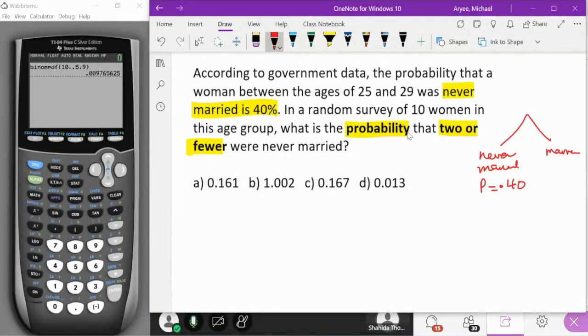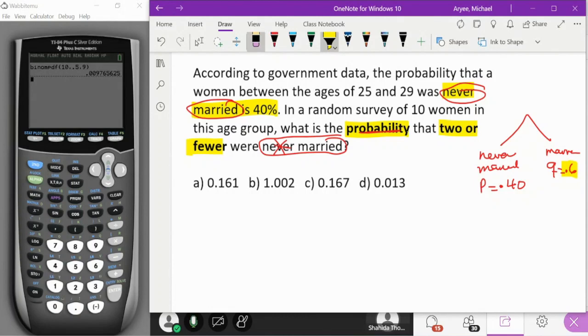By the way, let me tell you this since I'm looking at this question. In your homework problem, there is a question that says never married, but it says find the probability of, let's say, 2 or fewer married. Always, this sentence should match the probability sentence. If they said find the probability that 2 of you are married, then you are not going to use 0.4, you're going to use q, which will be 0.6. The probability of marriage is 0.6. So if the question was about married, then you have to use the probability that goes with married.